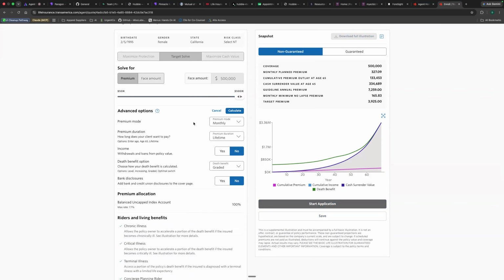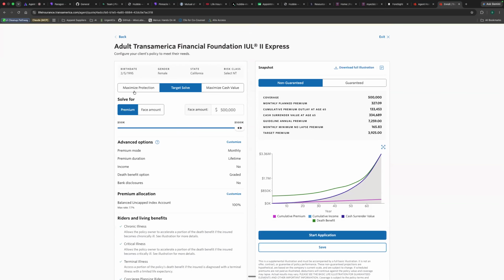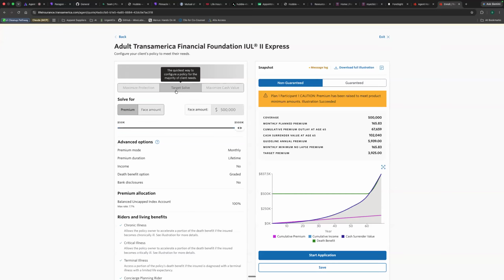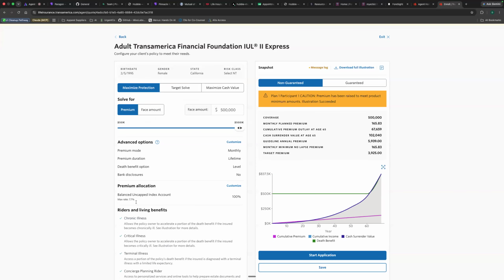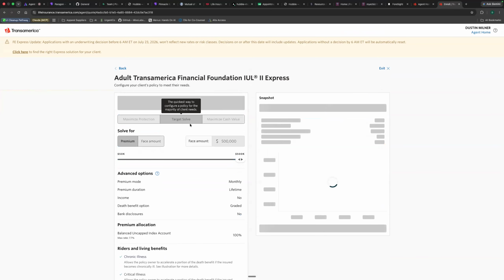Did I mess up? You quoted her 165? Yeah, because it was just enough to keep the policy in place and she didn't care about cash value. No, you're fine. So you did this one. I was under the impression I had done the target solve, but no, the 165.83 is the maximized protection one. So target solve would have been 327. This is the other thing to know with Transamerica: you don't get as full control over what the payment's going to be. You just get these options.